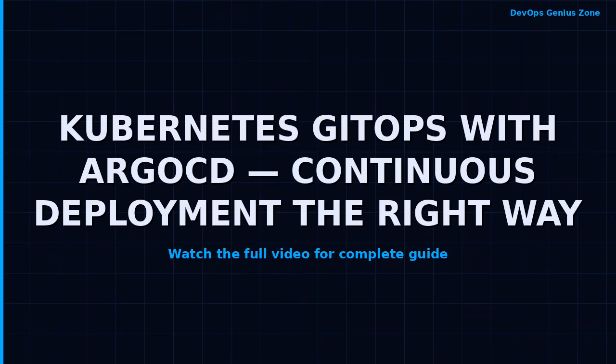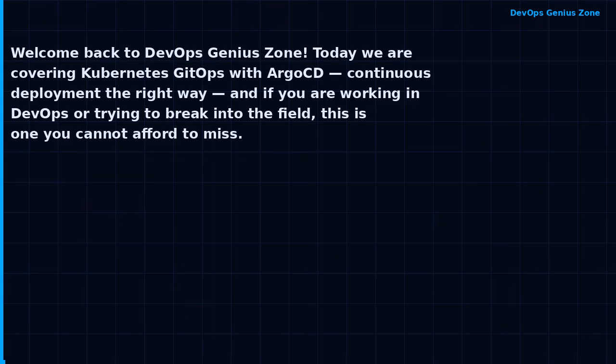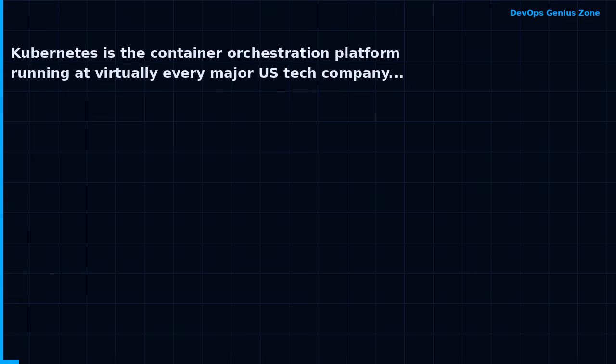Today we are covering Kubernetes GitOps with ArgoCD, continuous deployment the right way, and if you are working in DevOps or trying to break into the field, this is one you cannot afford to miss. Kubernetes is the container orchestration platform running at virtually every major US tech company. I'm going to walk you through everything you need to know.